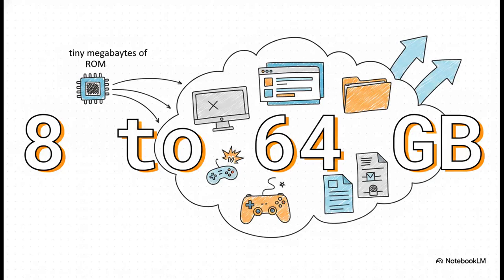Because RAM is your active workspace, you obviously need a lot of it. Contrast those tiny megabytes of PC ROM with RAM, which we measure in massive gigabytes, typically anywhere from 8 to 64 gigs in modern machines. You literally need this huge space to juggle dozens of browser tabs, high-end gaming, and large files all at the exact same time without your system completely choking.